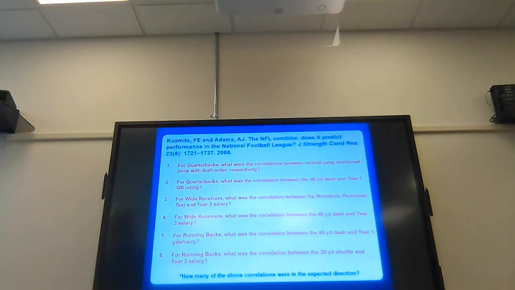I was just looking the other day at what the current combine tests are, and as of 2022, the Wonderlic was taken out. So that's no longer a part of the testing battery as of last year.